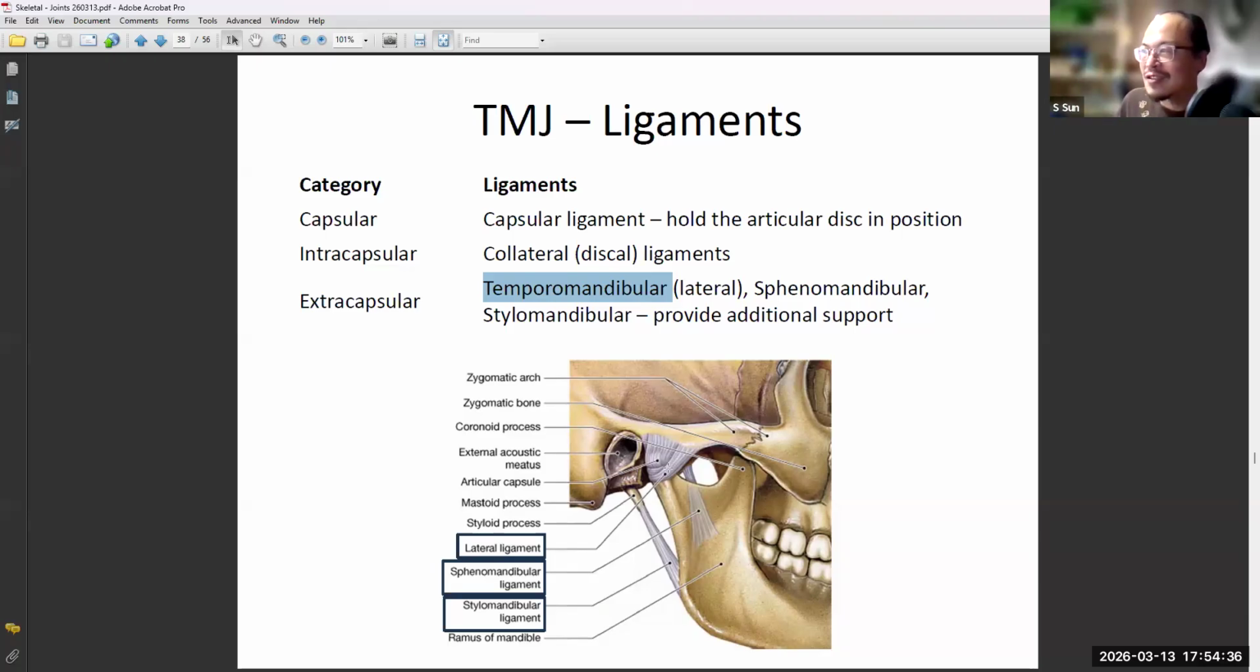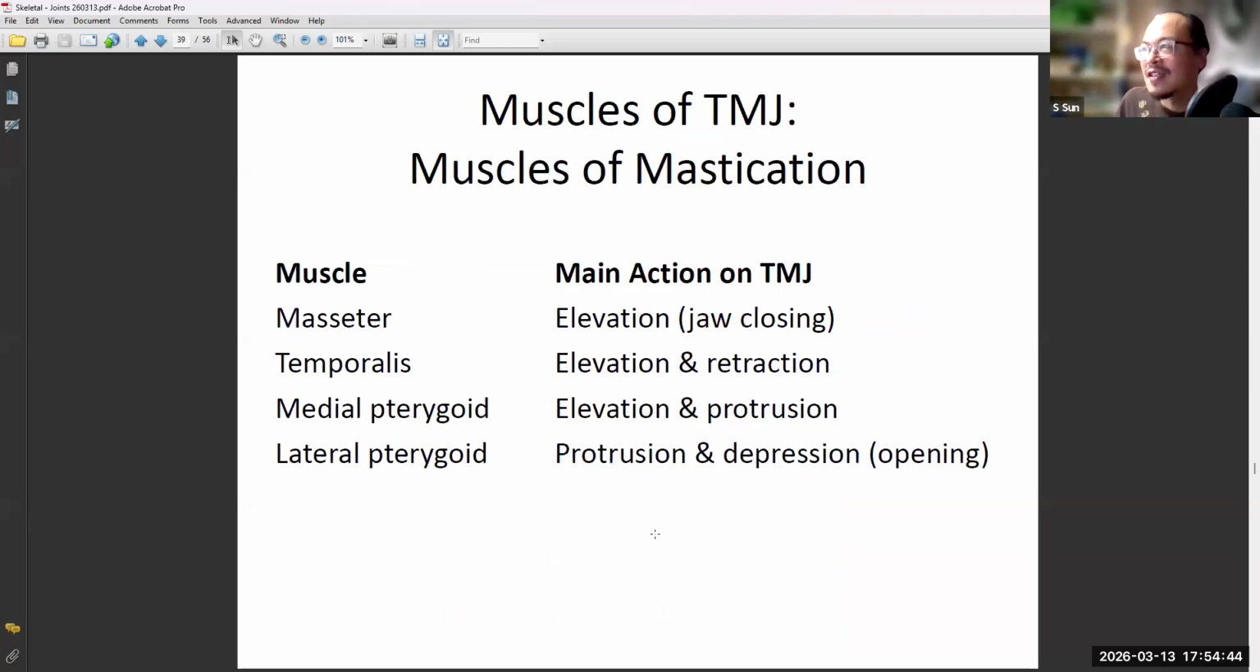So in addition to the ligaments and bone, how do we move it? In order to move it, you have to have a muscle. The muscles of the temporomandibular joint: we have three main muscles. These muscles collectively are called the muscles of mastication. Mastication means chewing. This is the very first step of digestion, meaning that you break down the food you eat. You have to cut it small so you can swallow it. It's just the beginning.